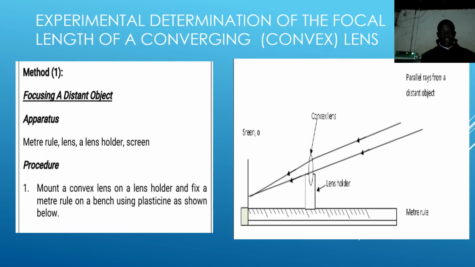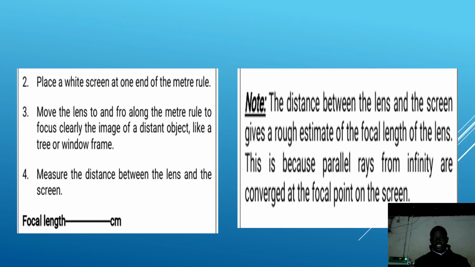So method 1, you focus on a distant object. The apparatus needed: a meter rule, a lens, a lens holder, and a screen. So you mount, as shown in this diagram here, a convex lens on the lens holder and fix the meter rule on the bench using plasticine. Then place the white screen at one end of the meter rule.